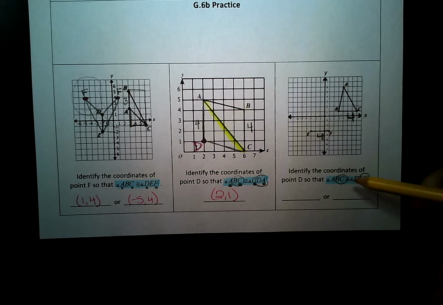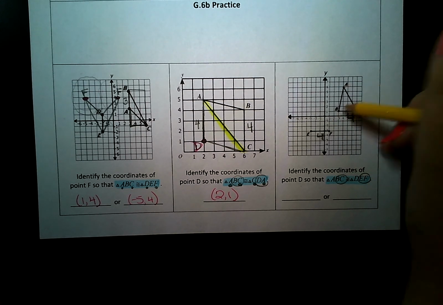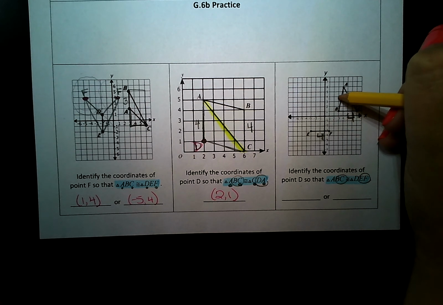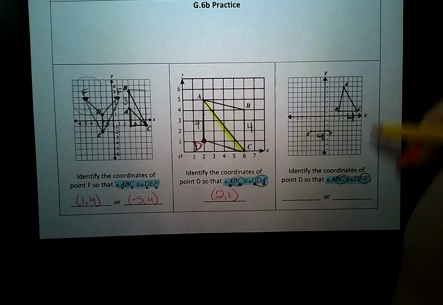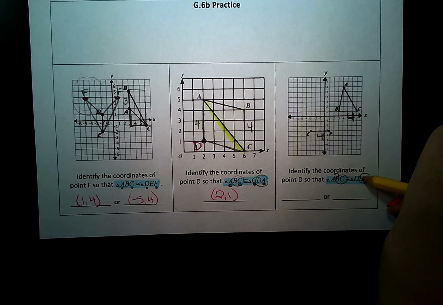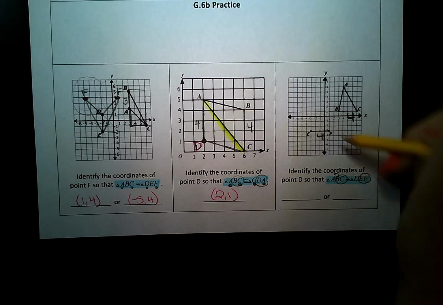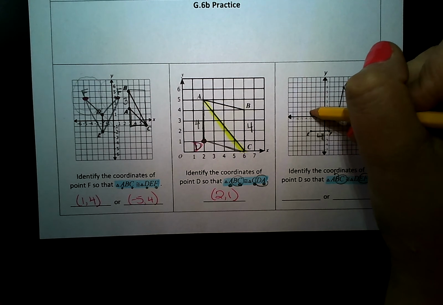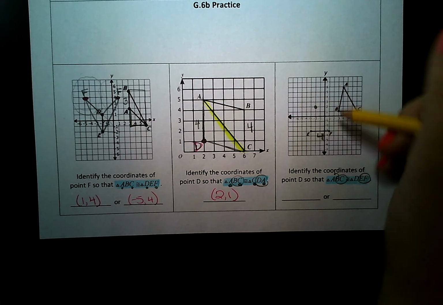All right, well, I'm going to work from B to A. That's a rise of 1, 2, 3, 4, 5, and a run of 1. Rise 5, run 1, going from B to A. So B matches up with E. I need to follow the same pattern to get from E to D. Rise 5, run 1.